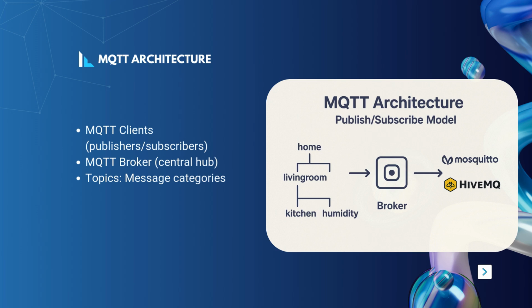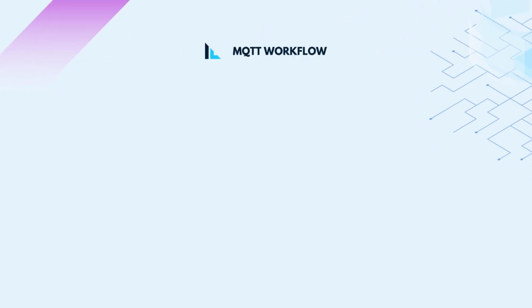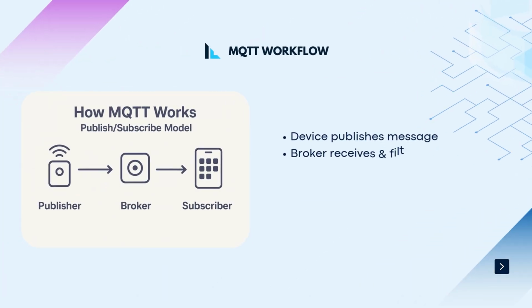For example, a sensor might publish to the topic home/living room/temperature. Another sensor could publish to home/kitchen/humidity. Your smartphone app subscribes to home/living room/#, where the hashtag means it wants all messages related to the living room. Popular MQTT brokers include Mosquitto, which is lightweight and great for small setups, HiveMQ, which is enterprise grade, and EMQX, which is scalable for millions of connections. This structure allows you to easily add new devices, organize them neatly, and keep everything manageable.